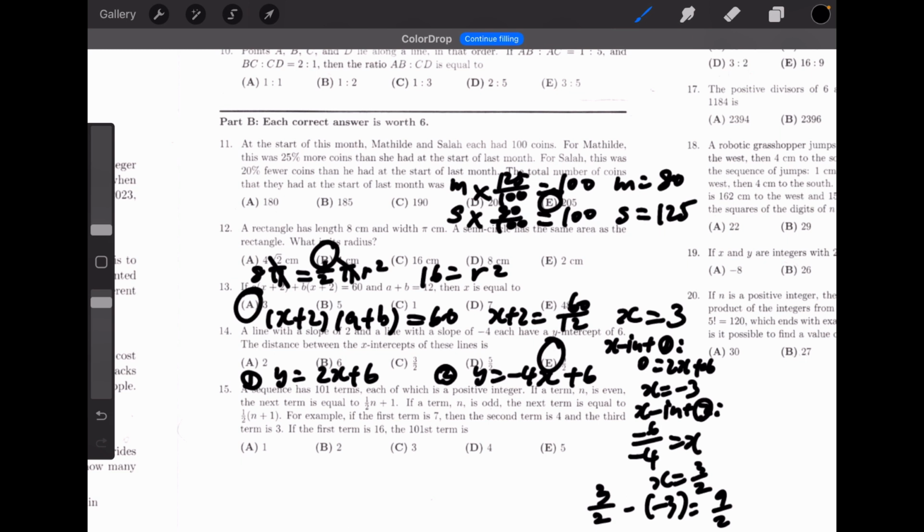Okay, so if the first term is 16, the second one should be half of 16 plus 1, which is 9. And the third term would be 5. And the fourth one would be 5 plus 1, 6 over 2, 3. And 1/2 of 3 plus 1 gives us 2. And 2 over 2 plus 1 would also be 2. And just keep going. Since after the first 2, we also get a second 2, all the rest of the terms should be 2. And the answer should be B.